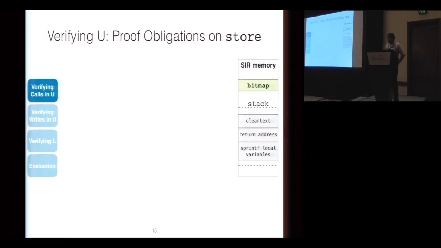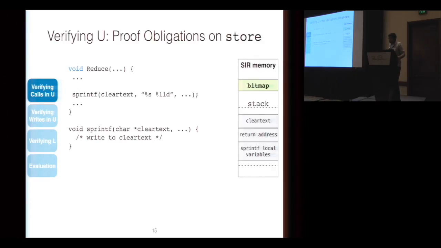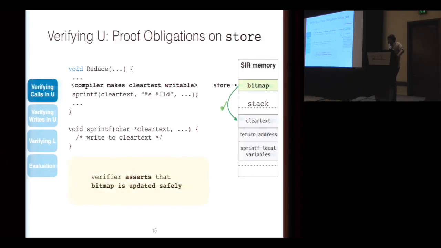So let me describe one example of what our proof obligation looks like. A reduced example from before is calling sprintf, and sprintf receives a buffer as input called clear text, and the code expects sprintf to write to this buffer, which means that the bitmap should make sure that the clear text buffer is marked writable. The compiler introduces certain code to update the bitmap and make clear text writable. The proof obligation needs to make sure that the compiler is doing its job correctly, that it only makes the clear text writable and not, for example, accidentally the return address.